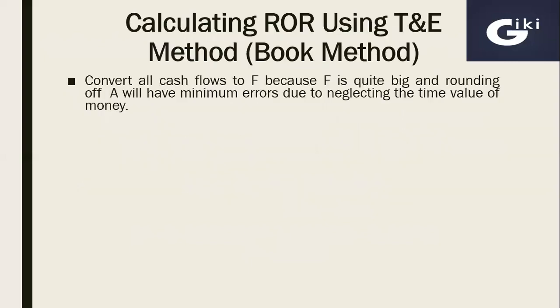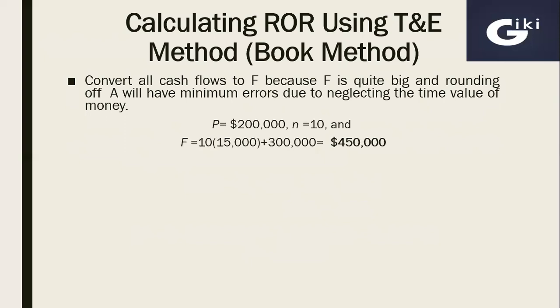First of all, convert all cash flows to future because future is quite big and rounding off will have minimum errors due to neglecting the time value of money. Here we know present worth is 200,000, number of years are 10 and future worth is equal to 10 annuities of 15,000 plus 300,000 at the end of 10th year. So the present worth will be equal to 200,000 straight away, and we need to calculate future worth by ignoring time value of money.